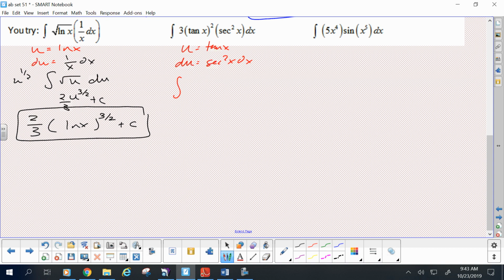So, Radhika, what's your new integral? 3u squared du. Okay, do you all agree with 3u squared du? What's the antiderivative, Campbell? u cubed plus c, and then sub back. So did you get tangent cubed plus c? Yes. Okay, cool. Try the last one, and then we'll gradually get a little more difficult.